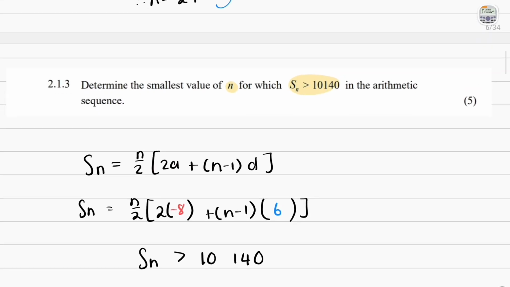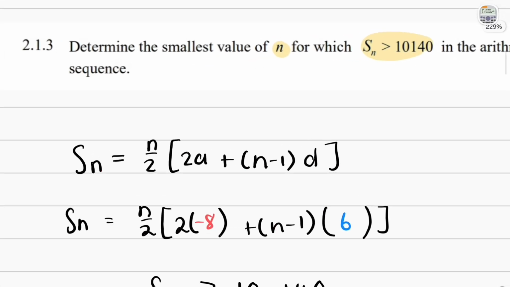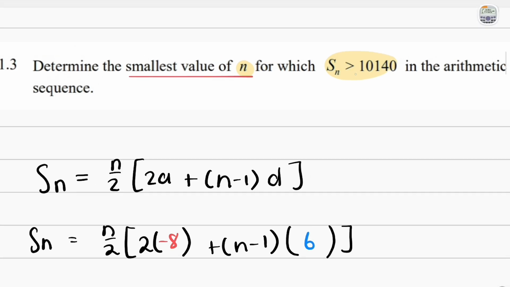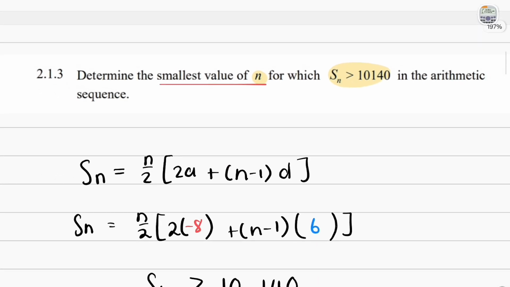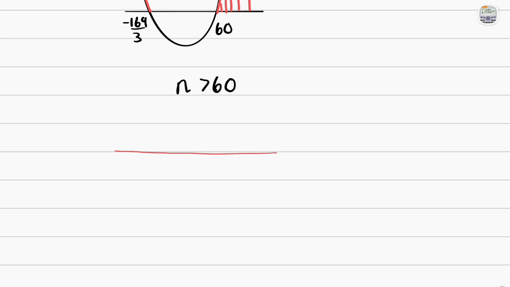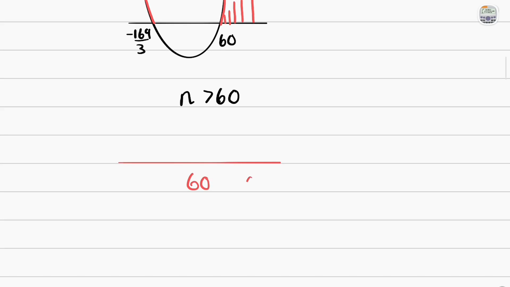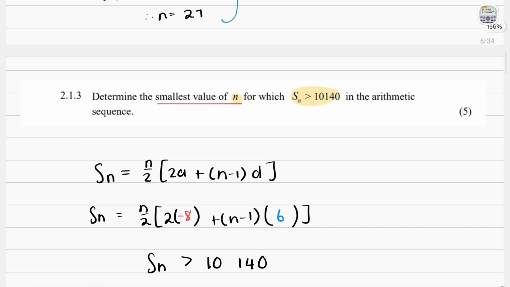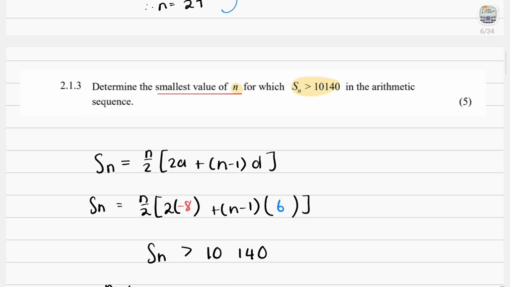Now let's go back to what the question is specifically asking for. They said determine the smallest value of n for which Sn is greater than 10,140. We found out that the values of n for which this works is where n is greater than 60. Think about the numbers that this refers to. Values greater than 60 are numbers like 61, 62, 63, and all values greater than 60. They want the smallest value of n.